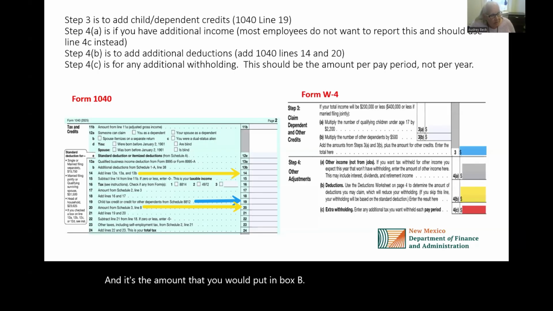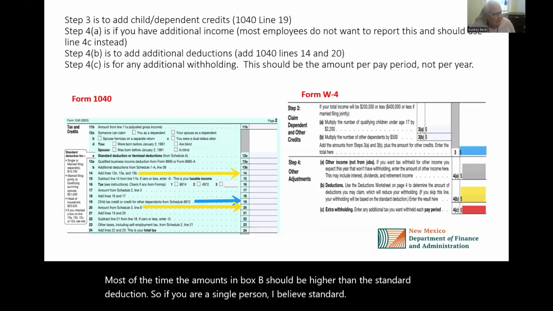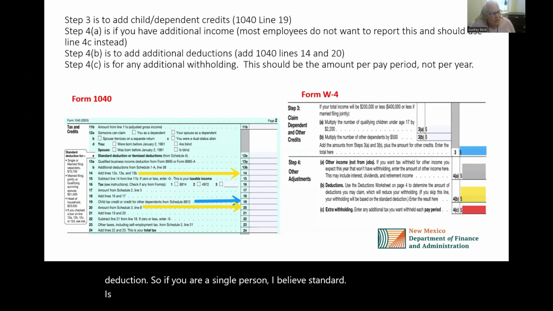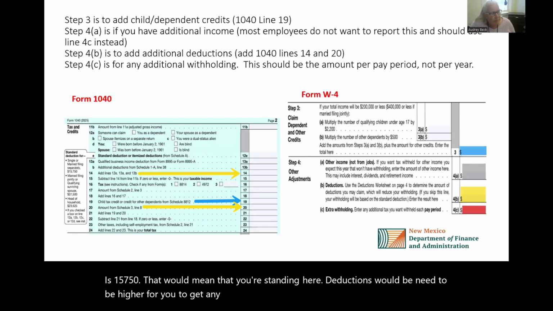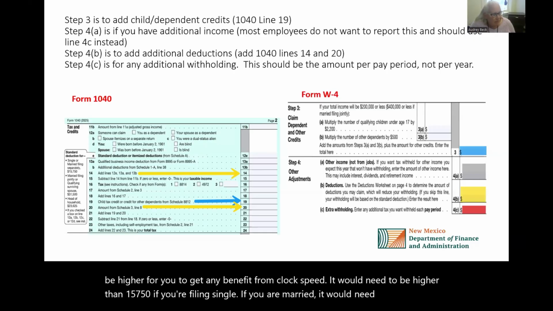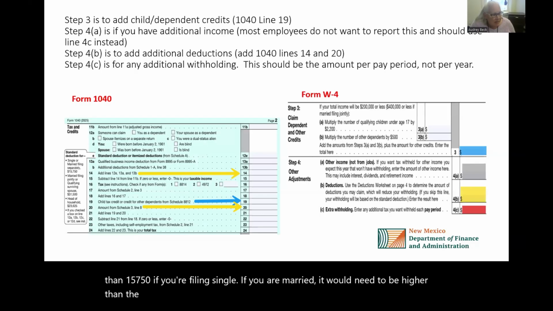Most of the time, the amounts in box B should be higher than the standard deduction. So if you are a single person, I believe the standard is 15,750. That would mean that your deductions would need to be higher for you to get any benefit from box B. It would need to be higher than 15,750 if you're filing single. If you are married, it would need to be higher than the 31,500 to be able to get that.